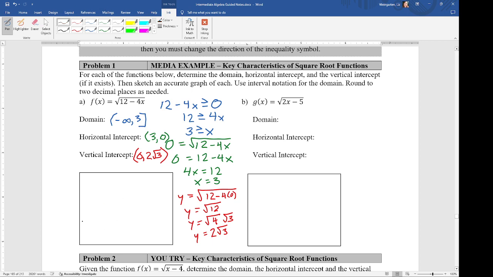And now we want to draw this function as a graph. So I'll go ahead and draw an x and a y axis. We know the domain goes from -infinity to 3, and our horizontal intercept is at 3. I'll draw it in blue. So this is our horizontal intercept. And our vertical intercept is 2 times the square root of 3, which I'll plot right here.